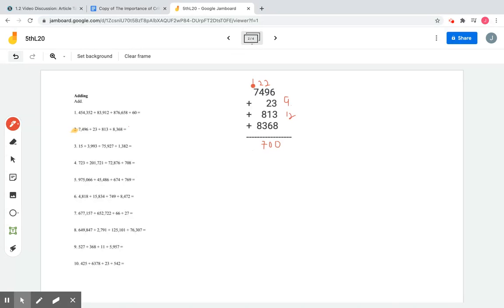So lastly, we're going to add the numbers in thousands place. So it will be 1 plus 7 plus 8. So 1 plus 7 is 8, and 8 plus 8 is 16. And now we can write 16 here because we don't have anything to add anymore. So the final answer will be this.